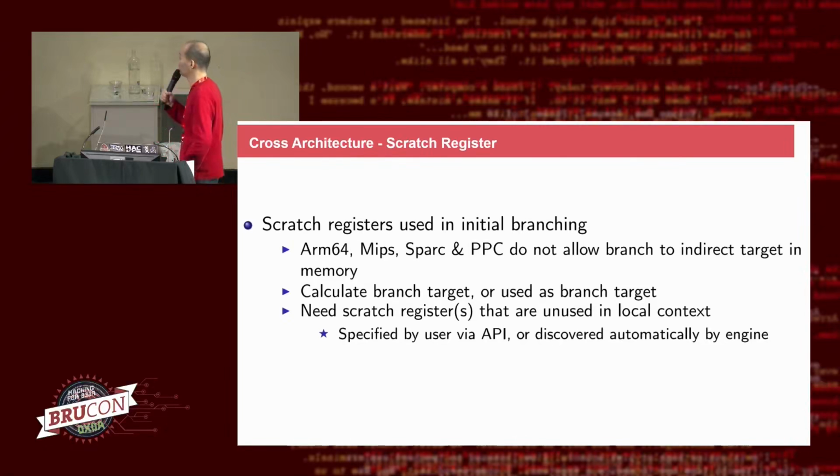Scratch registers. Many CPUs like ARM64, MIPS, Sparc, and PowerPC do not allow branching to an indirect target in memory. They only allow jumping to an address kept inside a register, right? So in this case, we need to use some scratch register. We store the target address into some scratch register and we jump there. And that very much depends on the CPU.